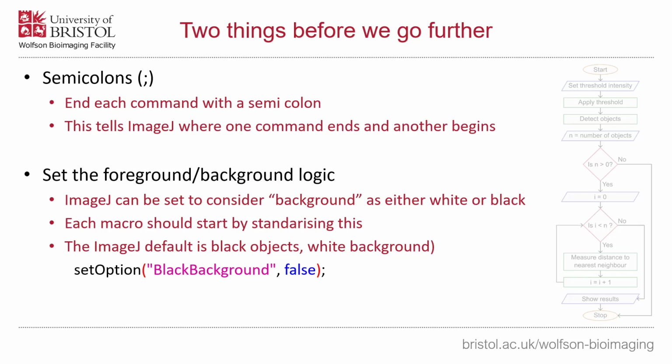So the first thing that you should really do in a macro is to use this command down here, this setOption black background false. What that will do is it will standardize ImageJ from that point onwards that it's going to be black background, white objects off, so effectively black objects, white background, and should just allow better compatibility between versions.